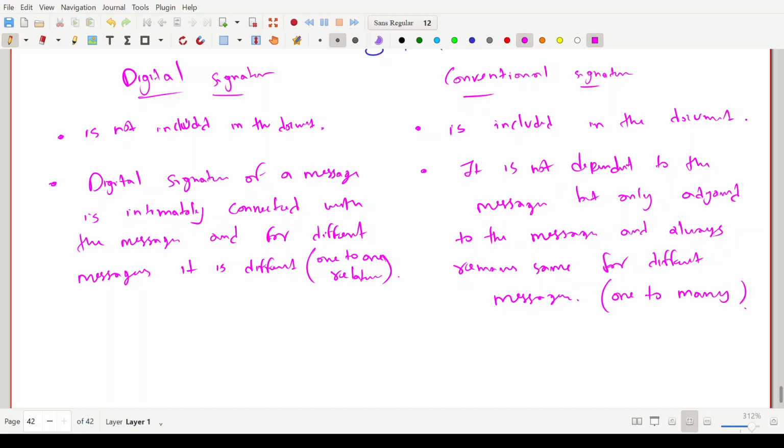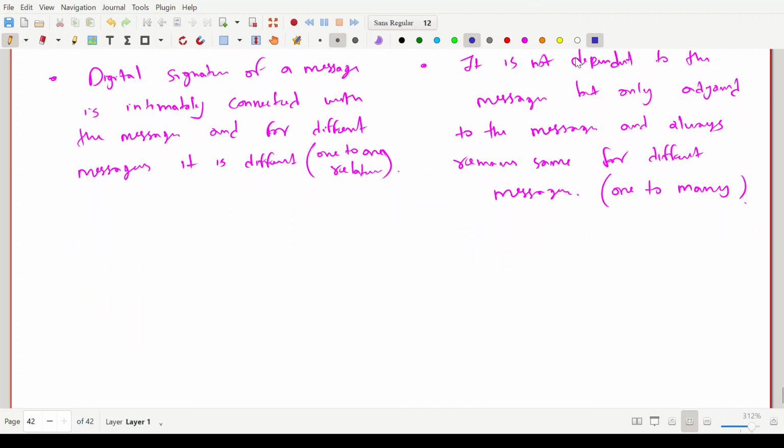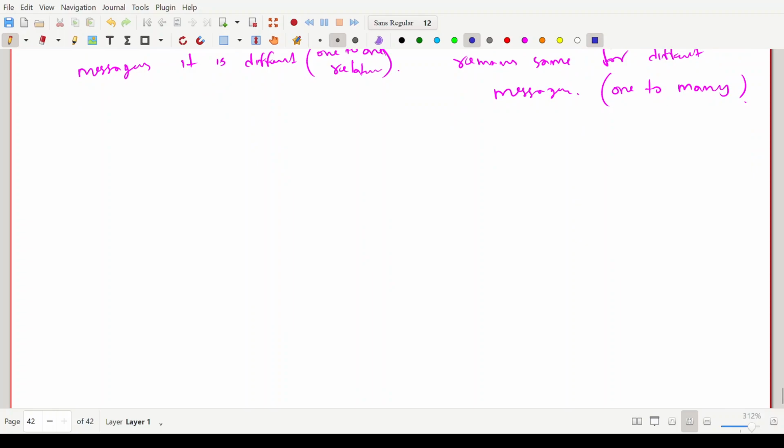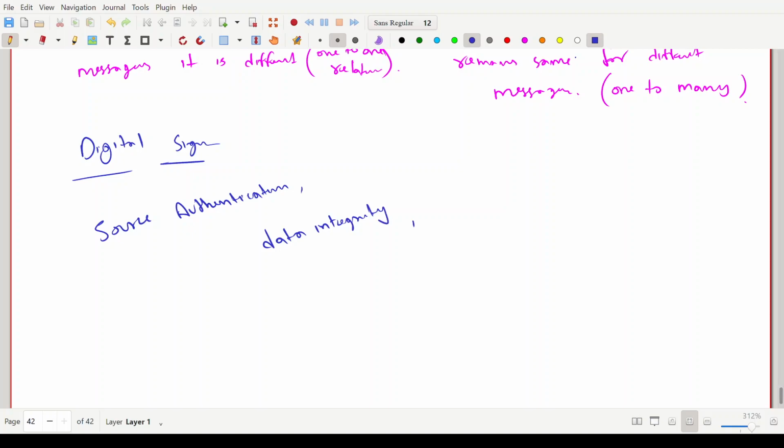Okay, so why do we need digital signature? See, digital signature can give us source authentication, data integrity, and non-repudiation. Non-repudiation means what? If someone has signed on the document, he cannot deny. Whereas in conventional signature, this can happen. People can deny that I have not signed. There is no proof.